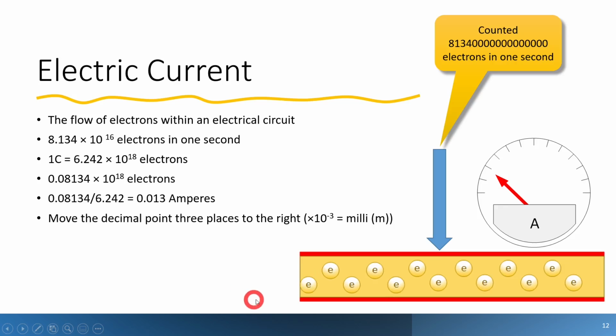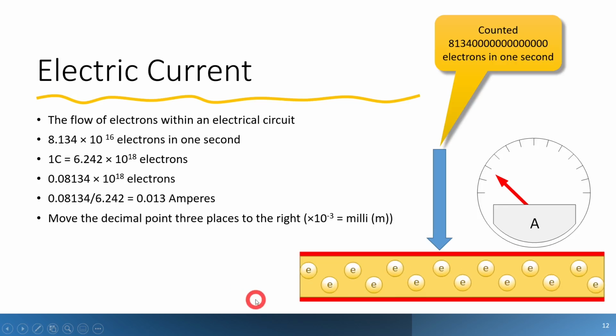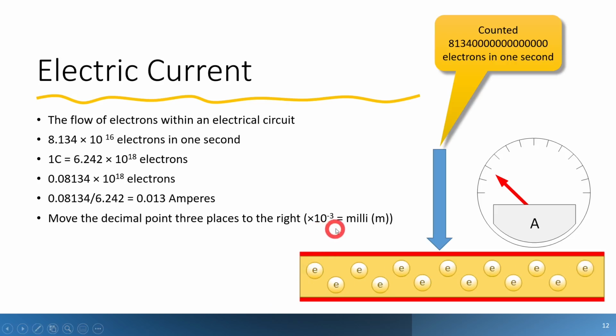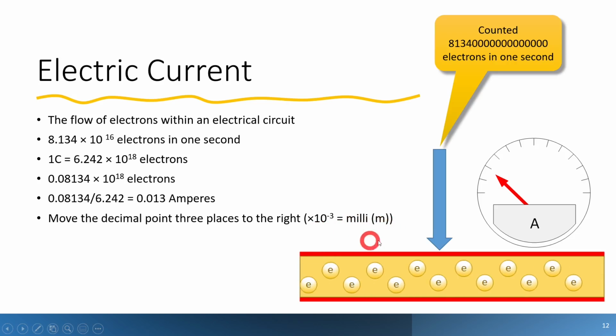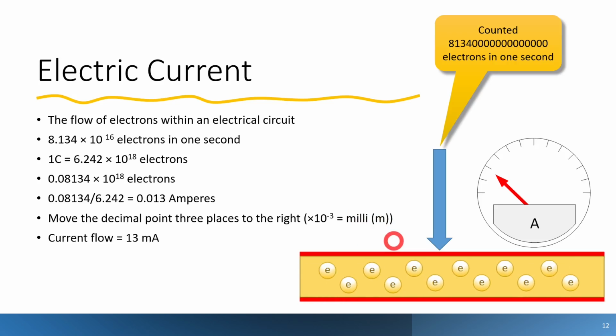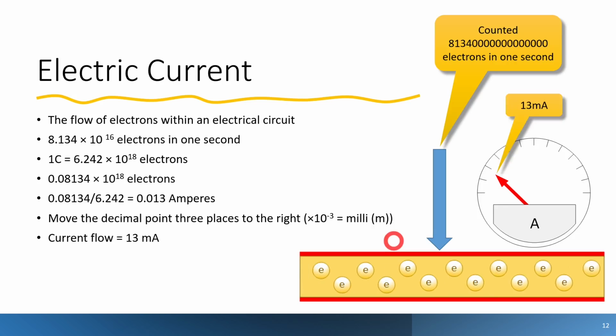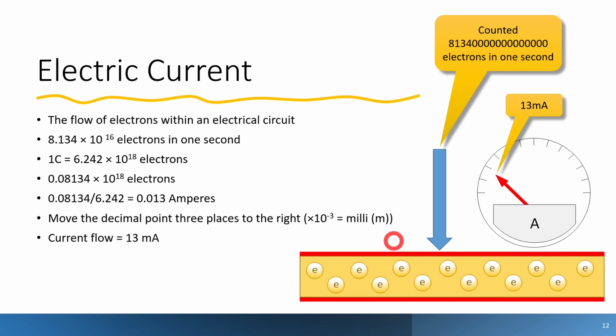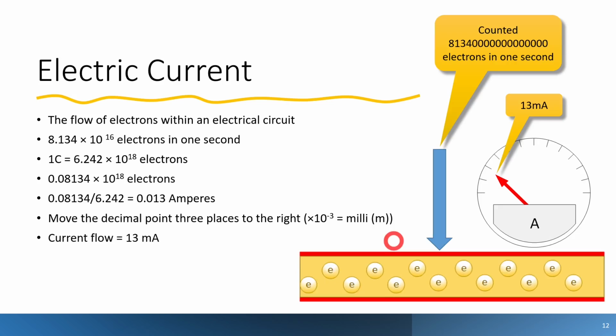So I need to move that decimal point, and engineering notation is how we're going to represent all of our numbers moving forward. We want to move that decimal point 3 places to the right, or times 10 to the negative 3, and that is going to give us our engineering prefix of milli, which we're just going to use the lowercase m. So our current flow is going to be 13 milliamps. So there it is on our ammeter. A meter that measures amps, we simplify and just call an ammeter.